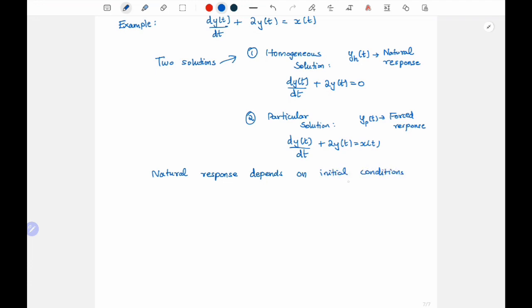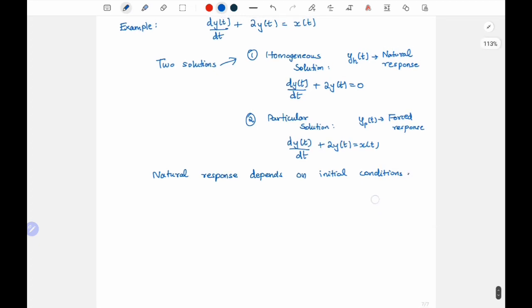So describing these initial conditions, actually it's like giving some inputs. And the output is, as you can see, the addition of these both outputs. The output is, we can say, superposition of the natural and forced response. So the system is still linear. Okay.